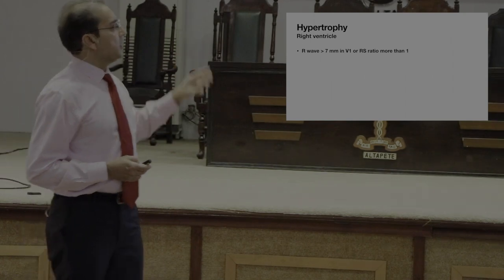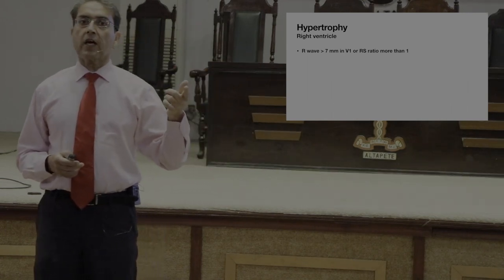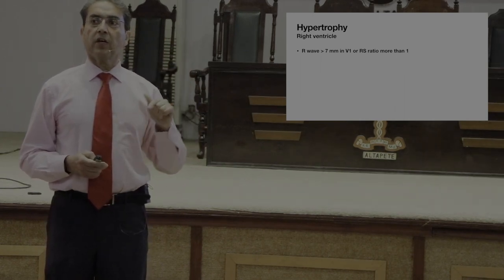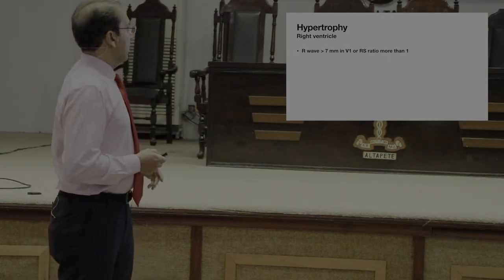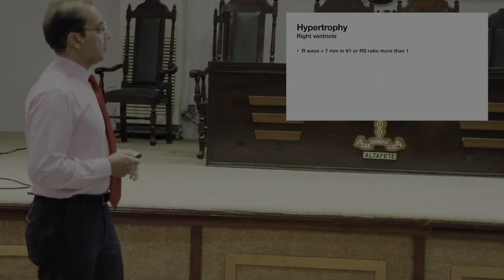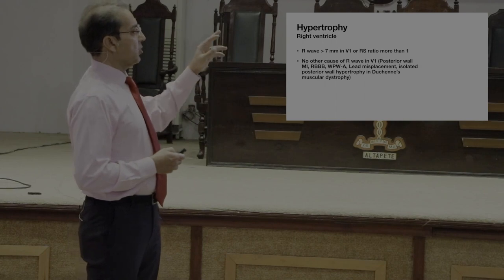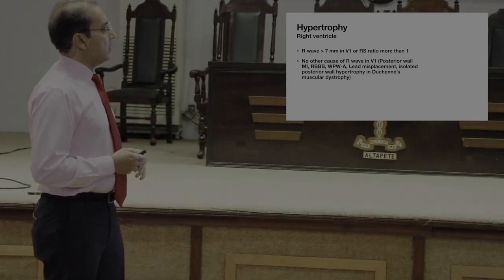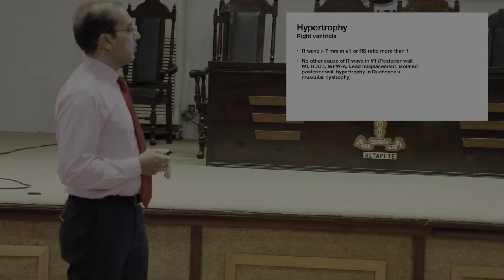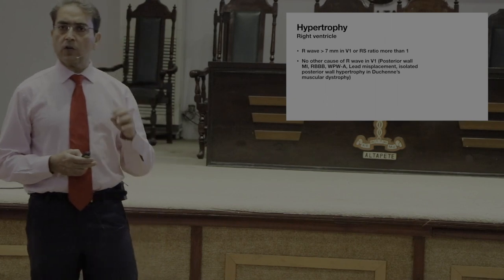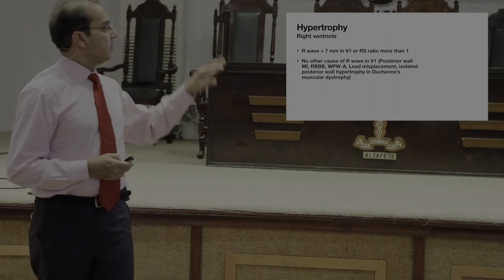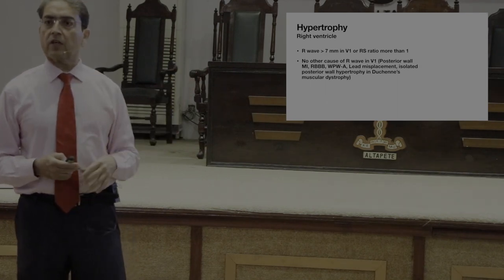But this criteria applies when there is no other reason for an R wave in V1, because there are many other reasons in which you can have an R wave in V1. As I mentioned, V1 generally shows a downward complex. But if there is an upward complex, there is a possibility that this patient will have right ventricular hypertrophy, provided there are no other reasons for an R wave in V1, like posterior wall myocardial infarction, right bundle branch block, Wolff-Parkinson-White syndrome type A, lead misplacement, isolated posterior wall hypertrophy, which is seen in Duchenne muscular dystrophy. If these conditions are present, it is difficult to assess that the patient has right ventricular hypertrophy. If these conditions are not present, the patient possibly has right ventricular hypertrophy.